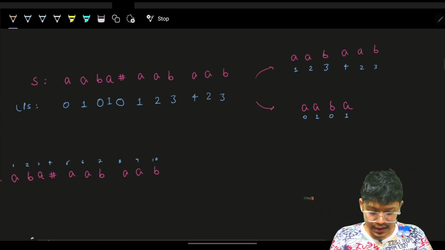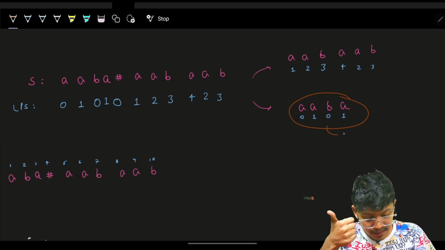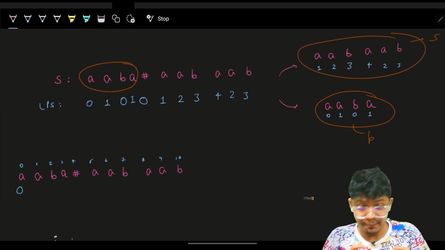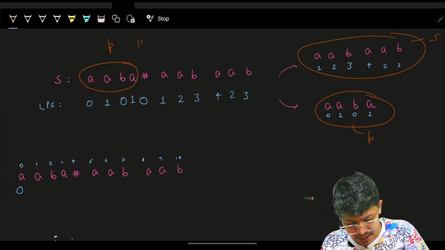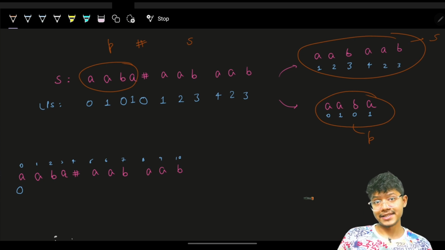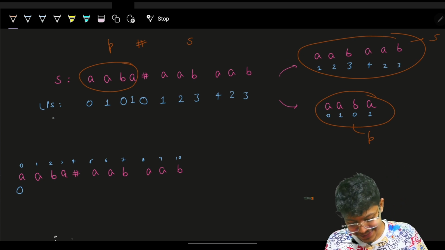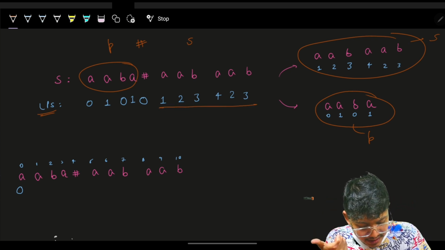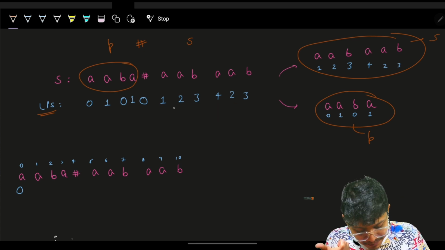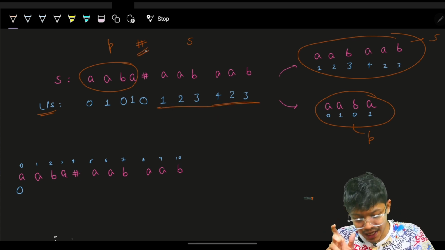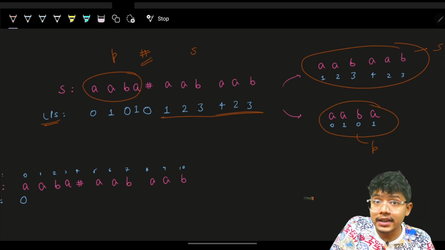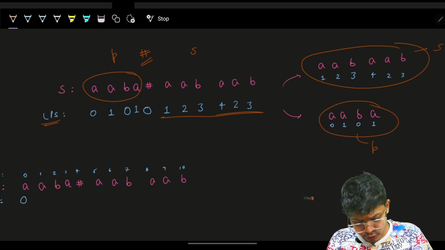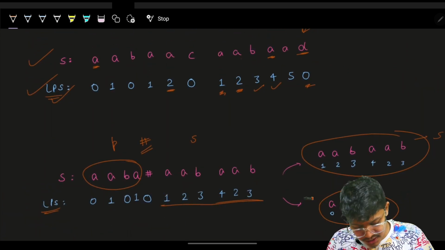So what we will do is, let's say this is a pattern and this is a main string which we want to match. We will just make a new string as pattern, hash, my new string s. Now what will be helpful with this is that you will make an LPS array. Now with this LPS array, what will these numbers indicate? Again, you have put a hash, so for sure no pattern will match after this, right? So no prefix will match after this.